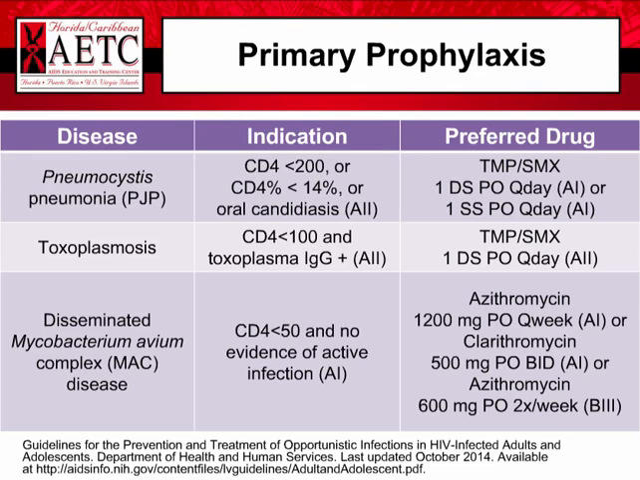So you can see that for PJP and toxoplasmosis, we actually use the same form of prophylaxis, which is Bactrim. For MAC, we typically start prophylaxis when the CD4 count is less than 50 and there's no evidence of active infection. The preferred drug for this would be azithromycin, and it's given as 1,200 milligrams oral once a week, or clarithromycin 500 milligrams orally twice a day. Alternatively, we could give azithromycin, a 600 milligram tablet orally 2 times a week.